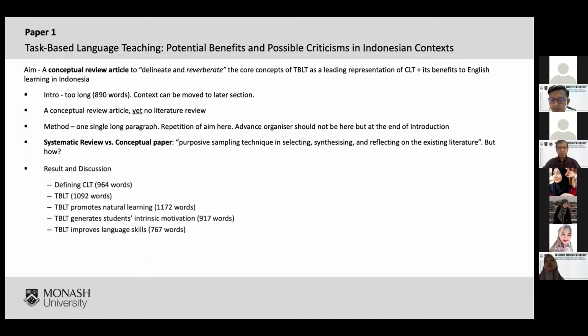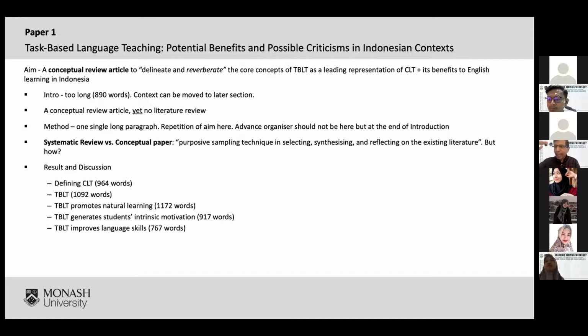The second set of issues is the way the paper has been structured itself, especially the middle section. So we have results and discussion. Under results and discussion, we have sections defining CLT, TBLT, TBLT, TBLT, TBLT, each on different aspects. And because it says that it talks about the benefits of TBLT, the sections are based on the benefits. So this one is general, this one is general, and then this is a benefit, this is a benefit, this is a benefit, okay?